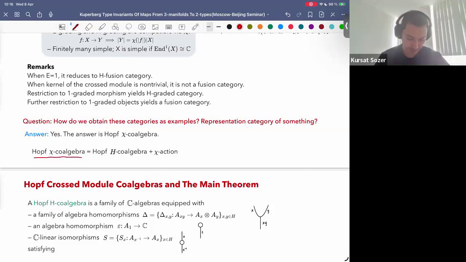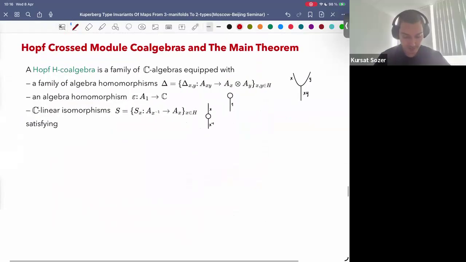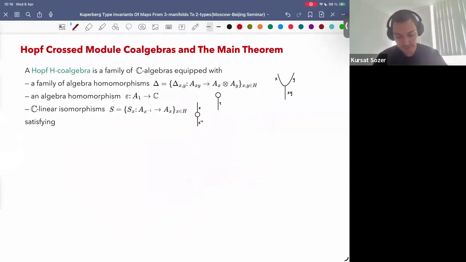So what is a Hopf chi coalgebra? It is a Hopf H-coalgebra plus a chi action. Next I will define them quickly. What is a Hopf H-coalgebra? It is a family of C-algebras equipped with algebra homomorphisms. Okay, we have algebras, better I say A_X, where X is in H. We have algebras A_X indexed by elements of H. And a family of algebra homomorphisms which are denoted like this.